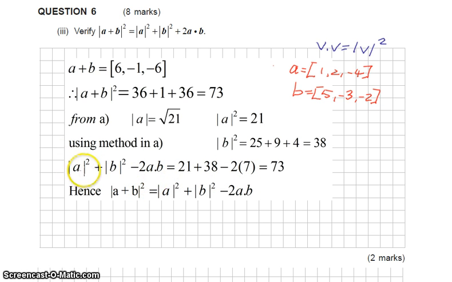So now we have the modulus of A and modulus of B, and we also know A dot B. So we just add the squares and subtract 2 times A dot B, and the result is 73. So the left hand side is 73 and the right hand side is 73. Hence, the statement is valid.